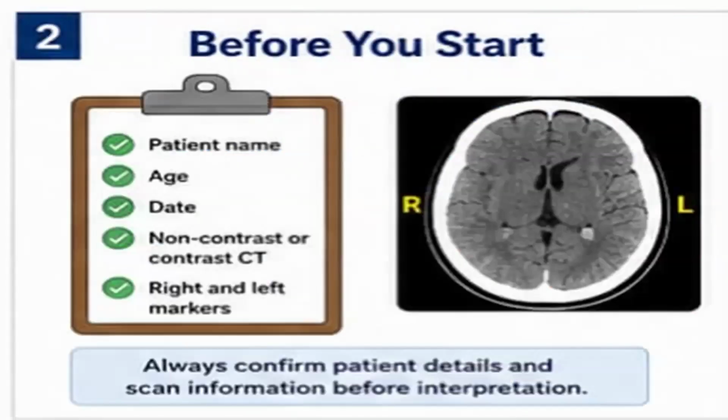Before you start, or before you look for any abnormality, always begin by checking the patient's details. Confirm the patient's name, age, scan date, and whether the CT scan was performed with or without contrast. Also identify the right and left markers. These simple steps help prevent interpretation errors and ensure that you are reviewing the correct study.